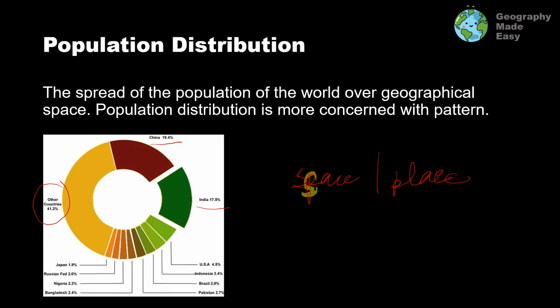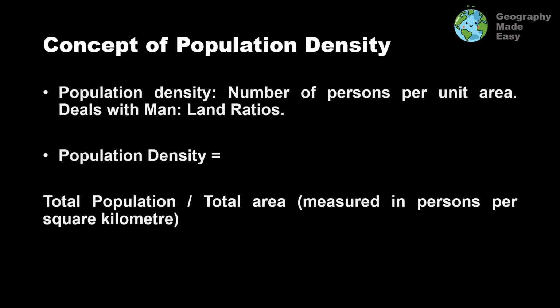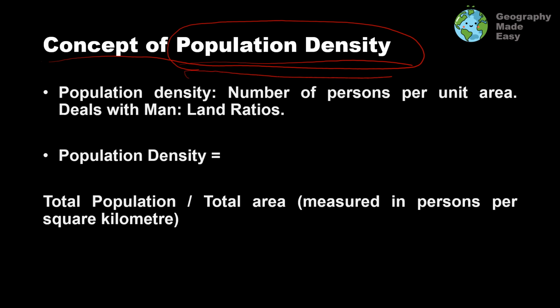So moving from population distribution, we will move into the concept of population density. Population density has a much more sensible usage when we are trying to describe or understand population. Population density is a ratio, a formula. There is a formula to calculate it, which tells us about the number of persons per unit area.